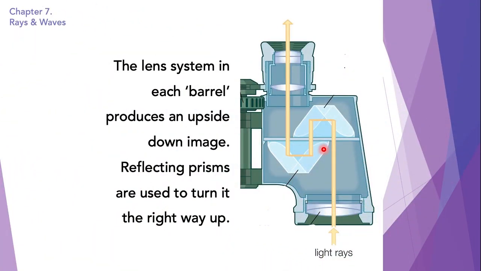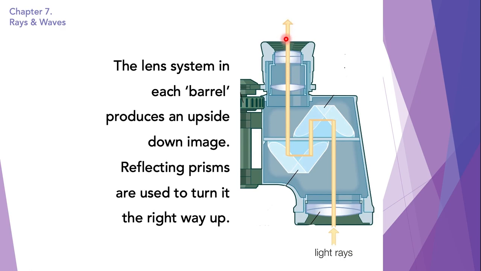The lens system in each barrel, this is just a single barrel we're showing here. The same is over this side, the opposite side. The lens system in each barrel produces an upside down image. That is why reflecting prisms are used to turn it the right way up. Light rays enter the binoculars from here and get total internally reflected by this prism, go towards this prism and get reflected, and the light rays come out from here.